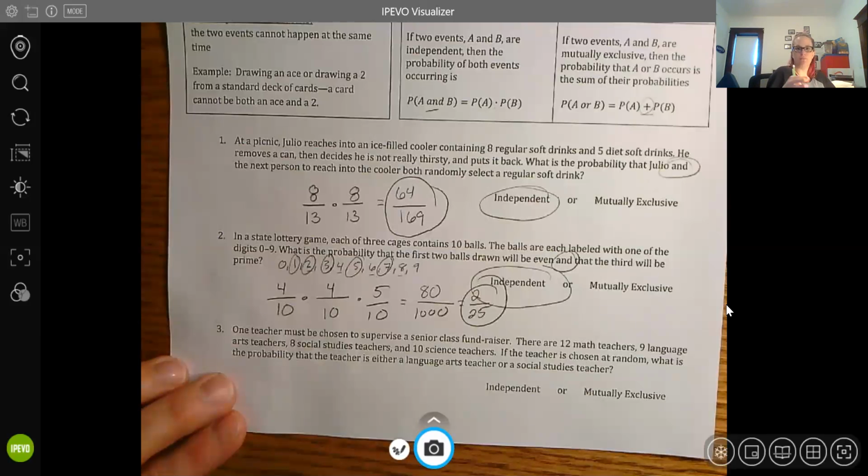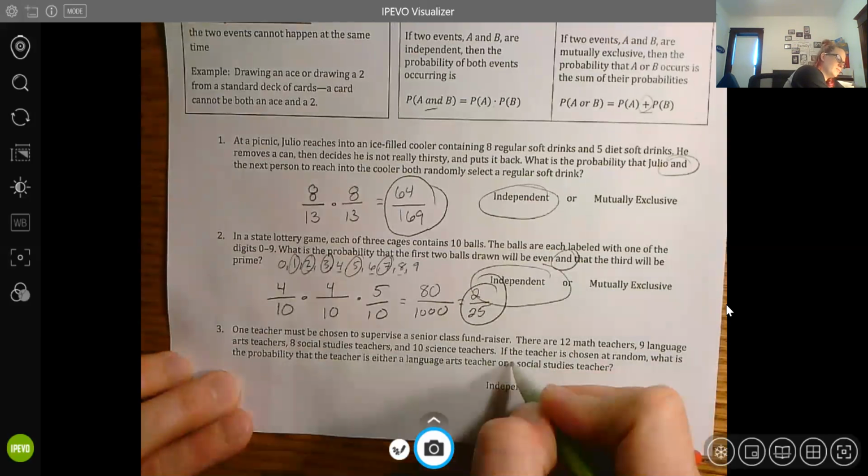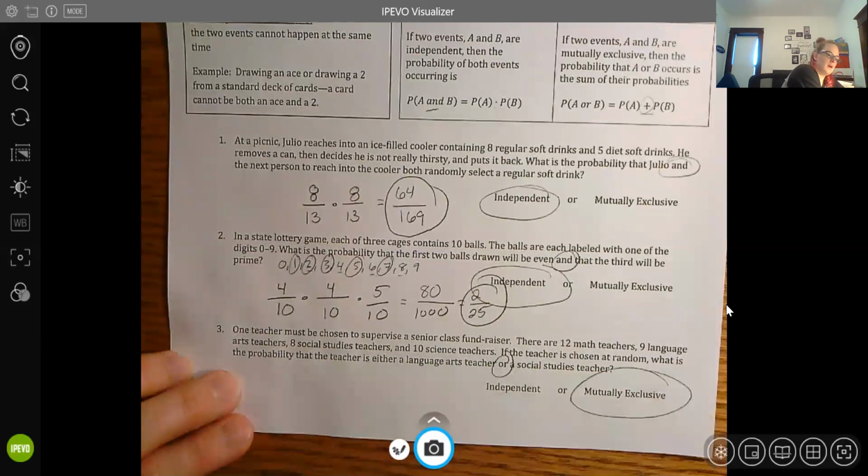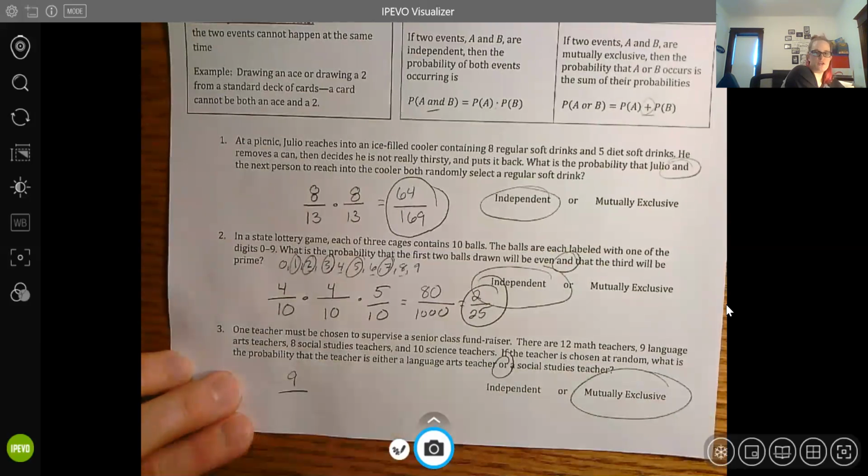I know that we have some who have taught multiple subjects, but here in the problem, it just says you have math teachers, language arts, social studies, and science. It doesn't say anybody overlaps. Okay, so this is an or statement, so mutually exclusive. All right, so how many language arts teachers were there? 9. Over how many total teachers?